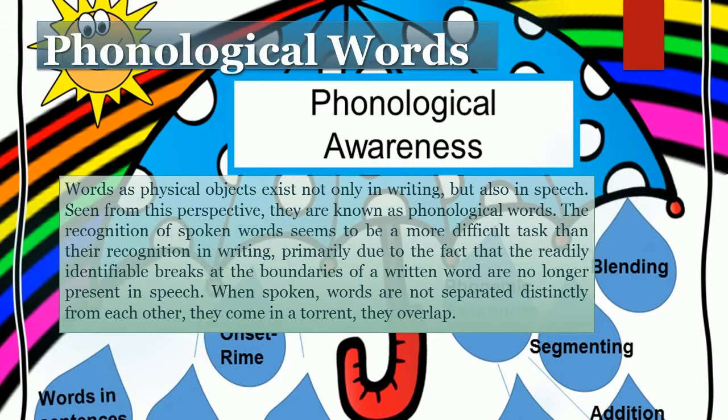Words as physical objects exist not only in writing, but also in speech. Seen from this perspective, they are known as phonological words. The recognition of spoken words seems to be a more difficult task than their recognition in writing, primarily due to the fact that the readily identifiable breaks at the boundaries of a written word are no longer present in speech. When spoken, words are not separated distinctly from each other, they come in a torrent, they overlap.